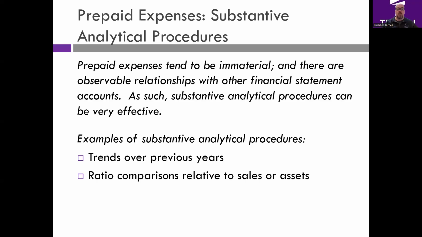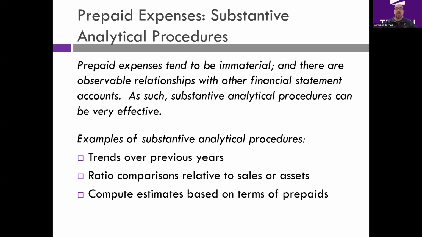We want to look at trends over previous years and ratio comparisons relative to sales or assets, which is pretty self-explanatory. We've talked about all of those with respect to all of the process areas we've discussed so far. But at some points, we can actually compute estimates based on the terms of prepaids. So if we know the value of the prepaids and we know the duration over which the prepaids are supposed to be used, it's pretty easy to develop an estimate of what expenses associated with prepaids should be, and even what the balances of those prepaid amounts are.